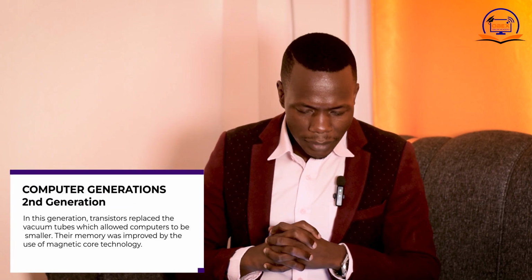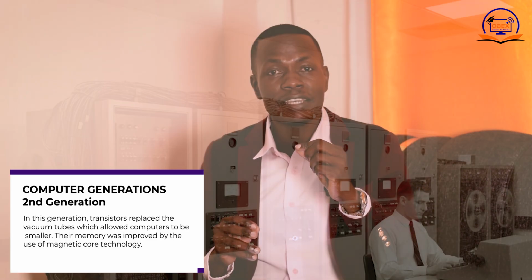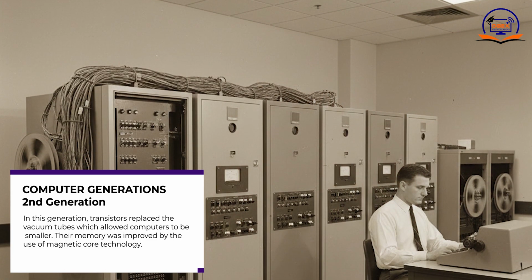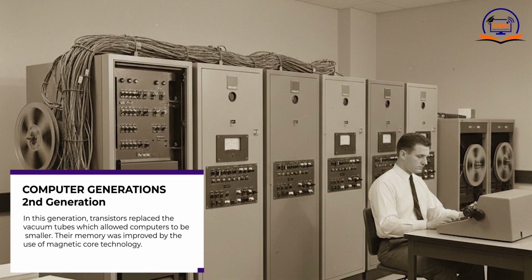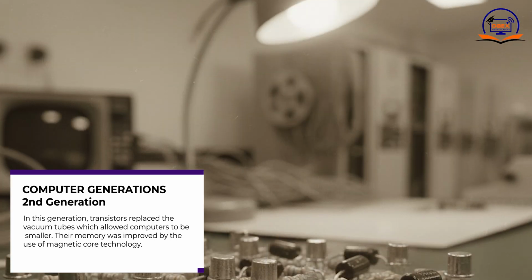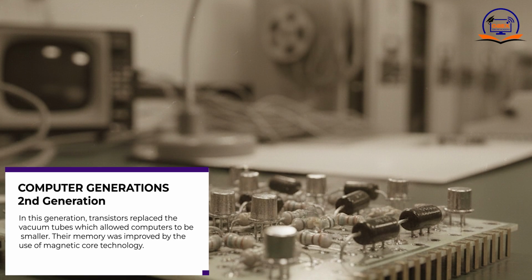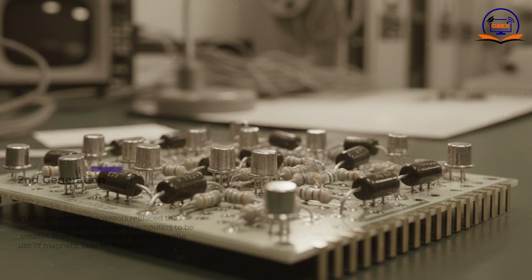And then after that generation, we went into the second generation. And that was between the year 1957 and 1963. That is when the transistor was invented. When the transistor got into the market, computers became significantly smaller. And it actually allowed computer memory to improve because magnetic core technology had started being used. And that is about the second generation.